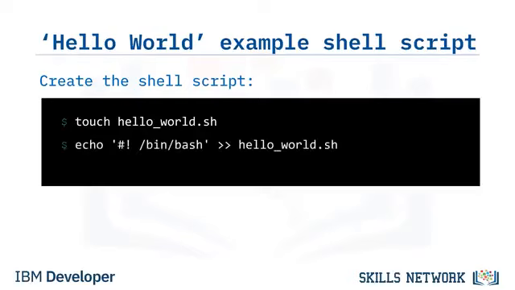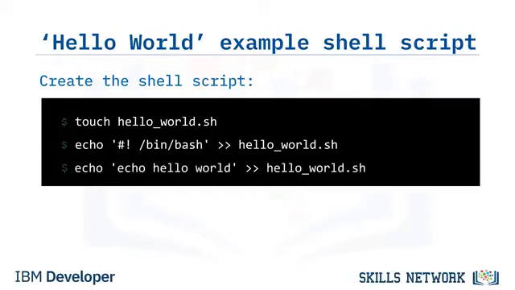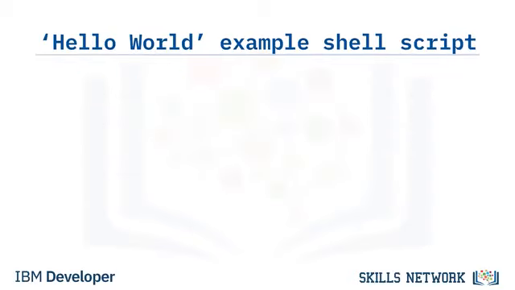Now, turn your text file into a bash script by echoing the bash shebang and appending that echoed text to your file using the double greater than symbol, which is the bash output redirection operator used for appending output to file. Finally, use the echo command to print the statement echo hello world and again redirect that output to your bash script. Before you can run your bash script, you need to make it executable.